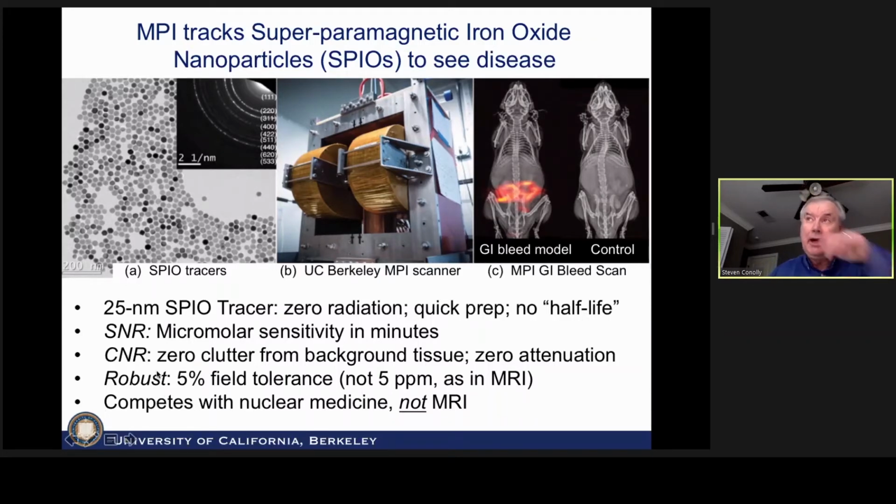Unlike MRI, where you have a lot of trouble imaging in the lungs, as well as ultrasound, because of magnetic field tolerances, MPI only needs about 5% magnetic field tolerance. So it works anywhere in the body. And like I said, we're really competing more with scintigraphy and SPECT, not MRI.